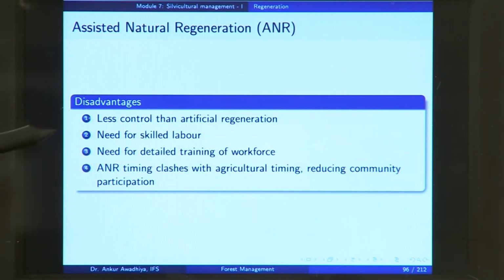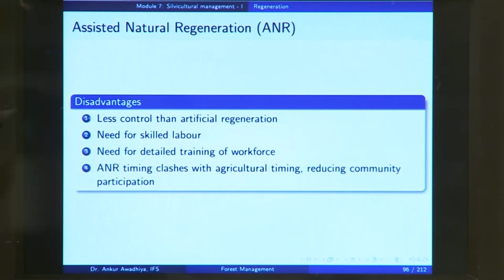There is a need for skilled labor, because you need to train your labor on how to identify your woody regeneration, how to perform the ring weeding, how to use a board to suppress the grass, how to protect this area against fire, how to protect this area against cattle, how to perform fencing. So, for all of these things you need to provide certain skills to the labor.